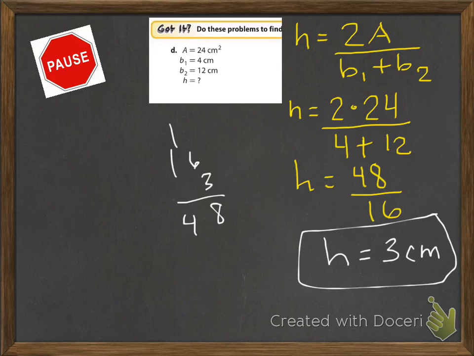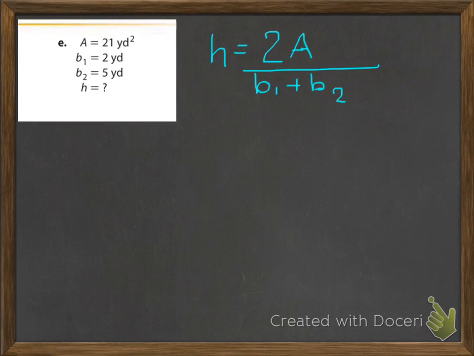How did you do? All right, so again here for example E, we're going to start with our formula, the formula for height. It's the related formula, so it's going to be H equals 2A divided by B1 plus B2. So now we're going to go ahead and start plugging stuff in. We don't know the height, so we're going to leave that as H. 2A, so we're going to have the 2 here, and we're going to multiply times the area, which they told us was 21.